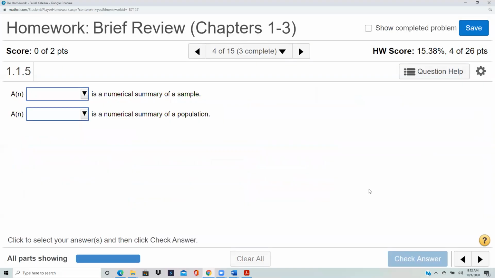Okay. So this one you already have indicated that you know. Yeah, a statistic is a numeric of sample, and then a parameter is the population.